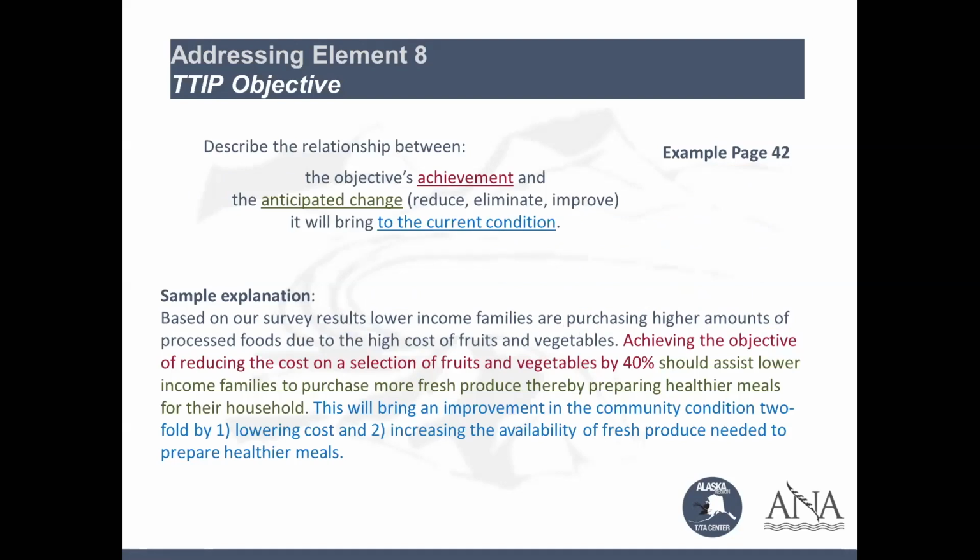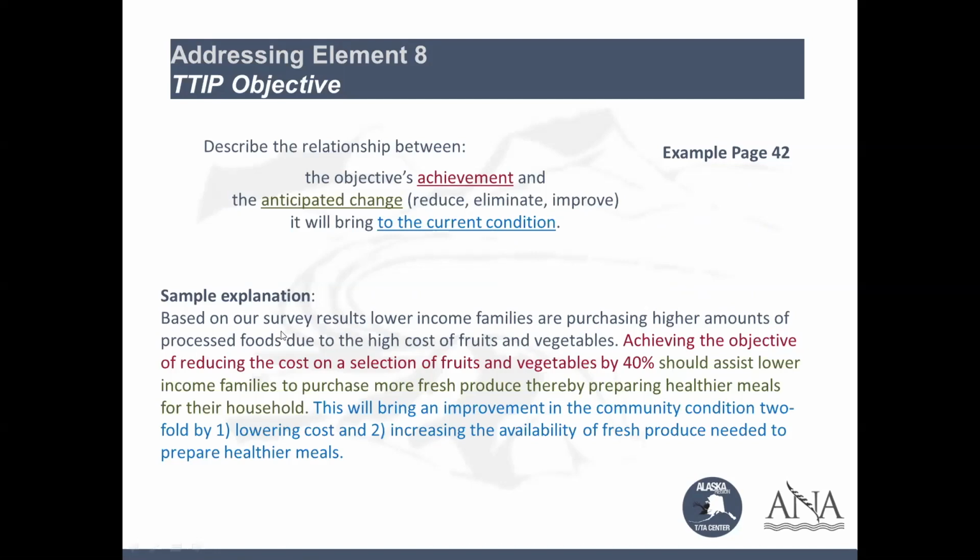Another element is that you will need to describe the relationship between the objective's achievement and the anticipated change it will bring to the current condition. Now, I've color-coded these so that as you read the example, you can see how it relates to this relationship and give you an idea of how you'll write and address this. So based on our survey results, lower income families are purchasing higher amounts of processed foods due to the high cost of fruits and vegetables.